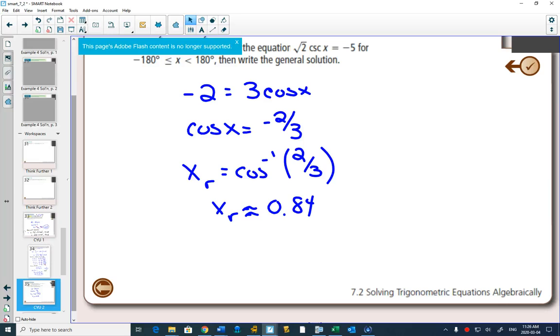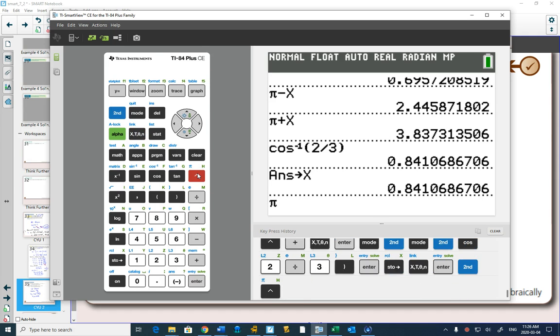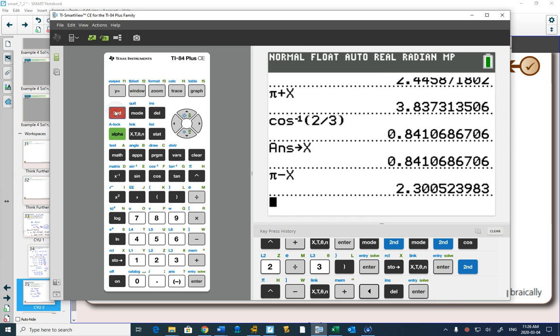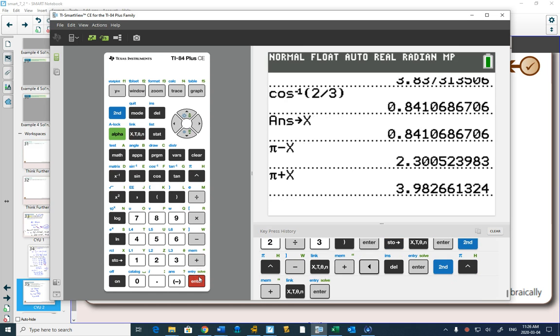Now, where is cos negative? Quadrant 2 and quadrant 3. So again, I'm going to go to my calculator. I'm going to store my reference angle as x. I can find quadrant 2 by doing pi minus x, and quadrant 3 by doing pi plus x. So 2.30 and 3.98.